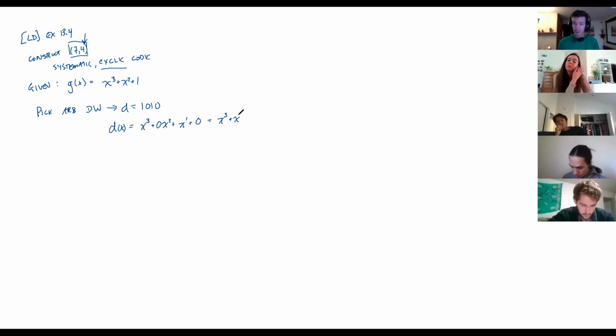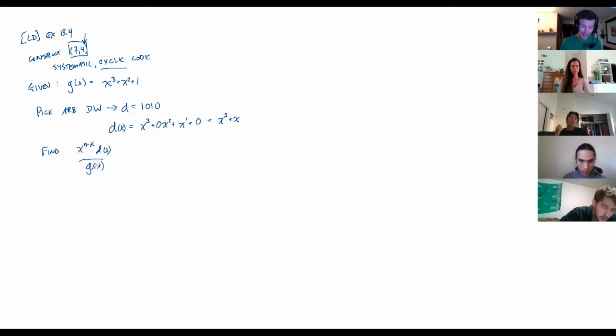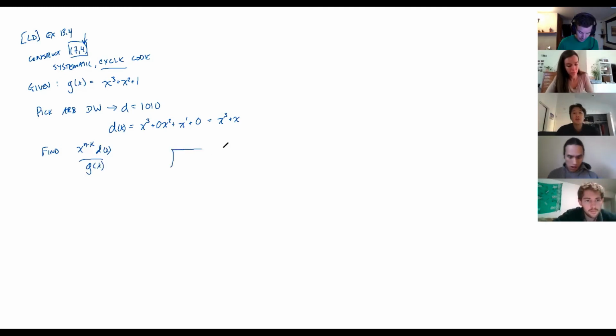Okay, so to form this systematic code, we need to find that remainder term, that row that I was talking about. So now we've got to find x to the n minus k times d of x divided by g of x. I don't care about the quotient, I care about the remainder. But it turns out that we're going to have to do the long division, so we'll get both. Doesn't really matter. So if I am dividing by g of x, then the g of x goes outside, x to the 3 plus x squared plus 1.